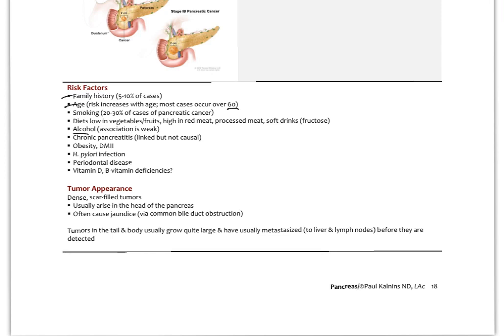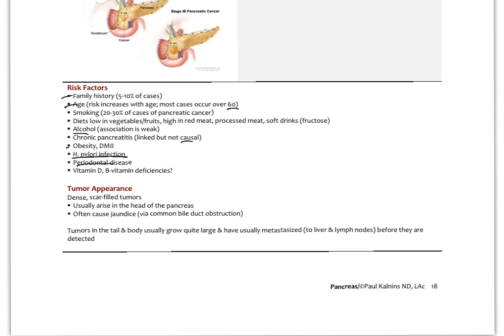Alcohol, the association here is weak, unlike with pancreatitis. Chronic pancreatitis is often linked, but it might not be causal. But again, that is one concern we have with chronic pancreatitis, the uptick of pancreatic cancer risk. Obesity, type 2 diabetes. H. pylori has been implicated as a potential agent here. That's a bacteria that lives, of course, in the acidic conditions of the stomach. We associate that with peptic ulcer, stomach cancer, and some are now potentially connecting it here with pancreatic cancer. Again, the challenge is, is it causal or is it just commensal? Is it really just there because of the decreased immunity and whatnot that occurs, and then the body can't keep it at bay? Periodontal disease from different bacteria, and then potential nutrient deficiencies, but those are probably not causes of pancreatic cancer. They might just be correlates.